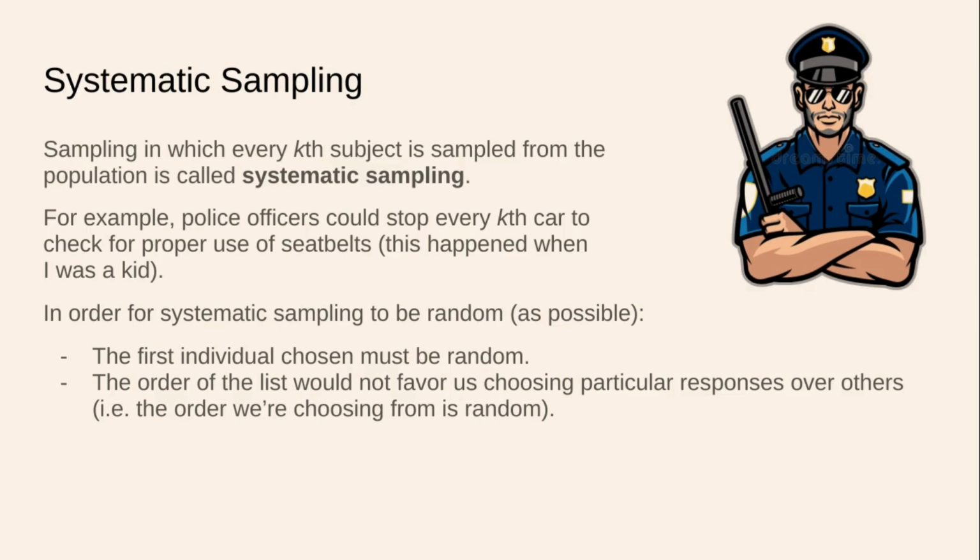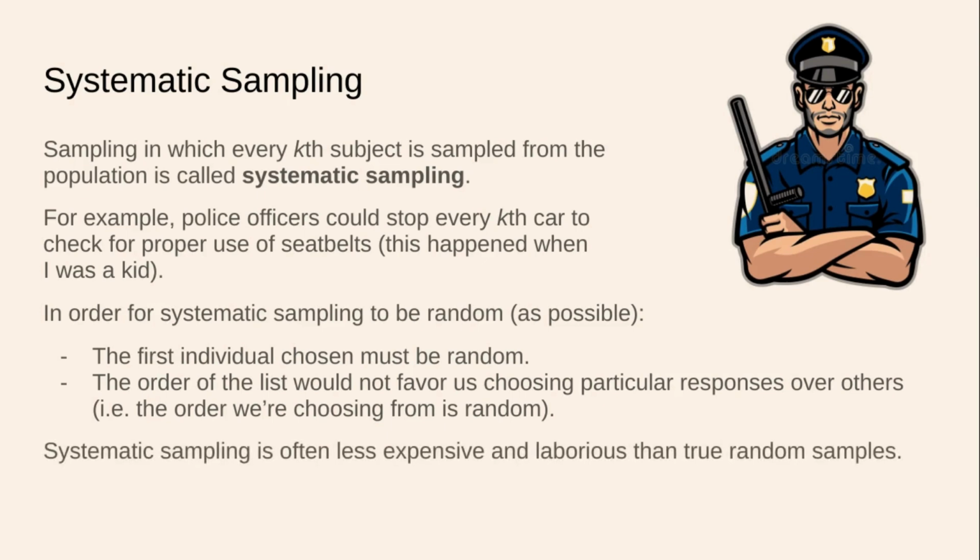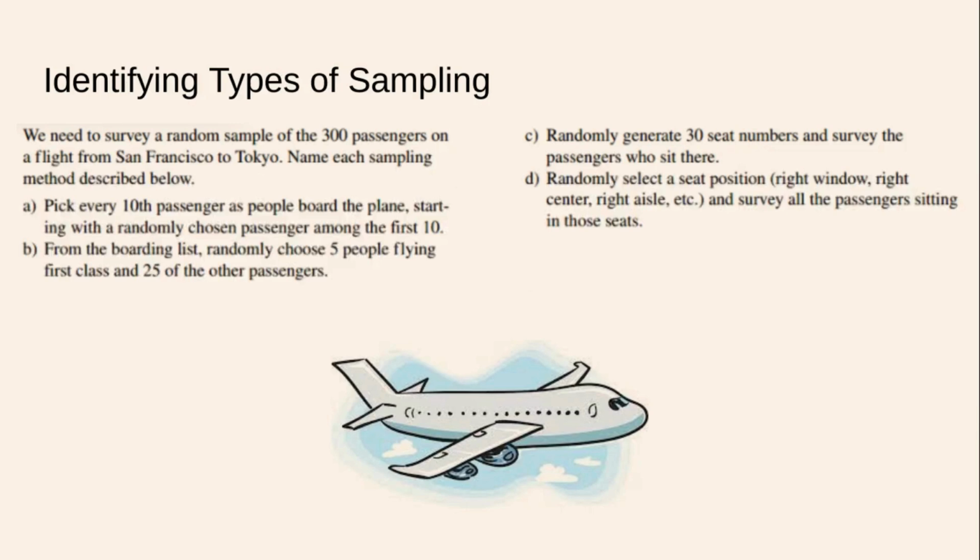So if we're going to do systematic sampling, we want to make sure that our system does not favor selecting certain people as opposed to others and doesn't mess up our sample and make it not represent the population. Systematic sampling is often less expensive and less laborious than true random samples. It's not nearly as random as all of the other methods that we've talked about, but it is very easy to do and decently effective.